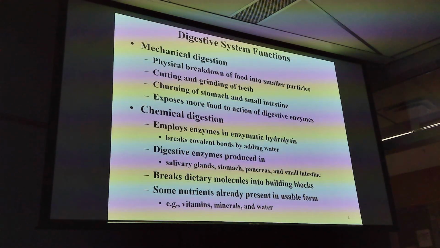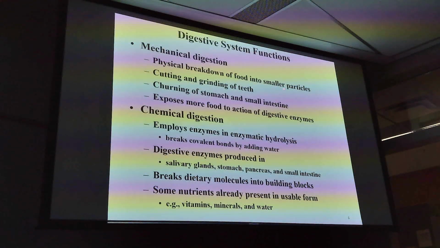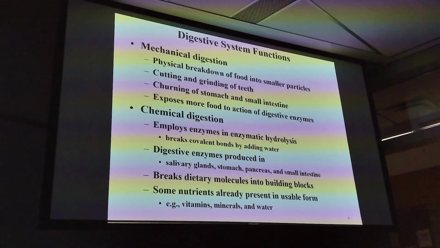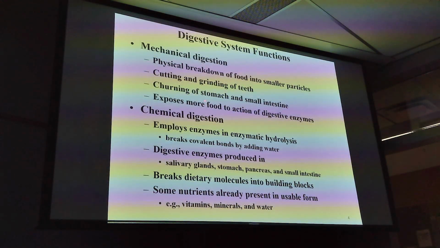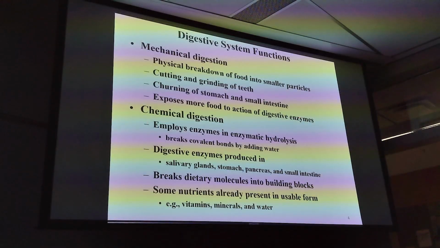So we've got a couple different types of digestion. We have mechanical. This is the physical breakdown of the food into small pieces, okay? Using the grinding and the cutting of the teeth, the churning in the stomach, in the small intestine, and this whole mechanical part is to make more surface area so that you can have more surface area for the action of those digestive enzymes. The chemical digestion, that is the enzymes, okay?